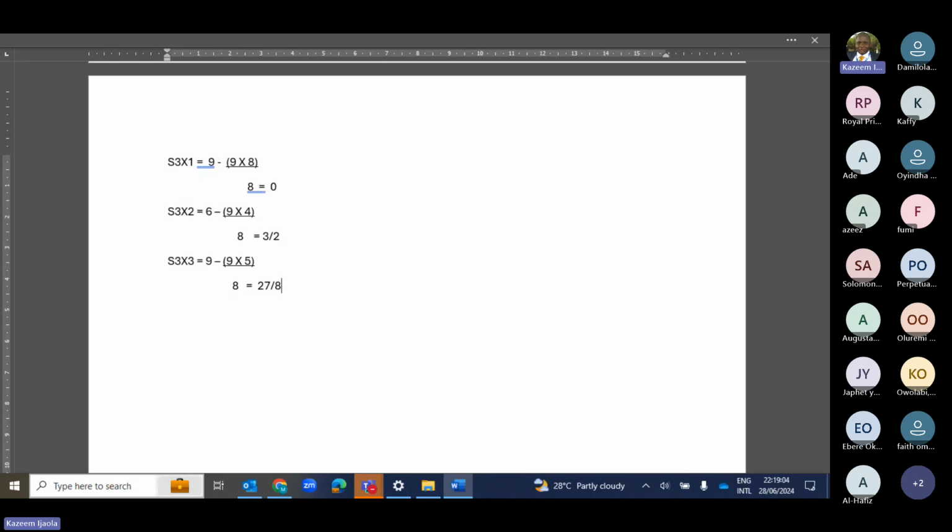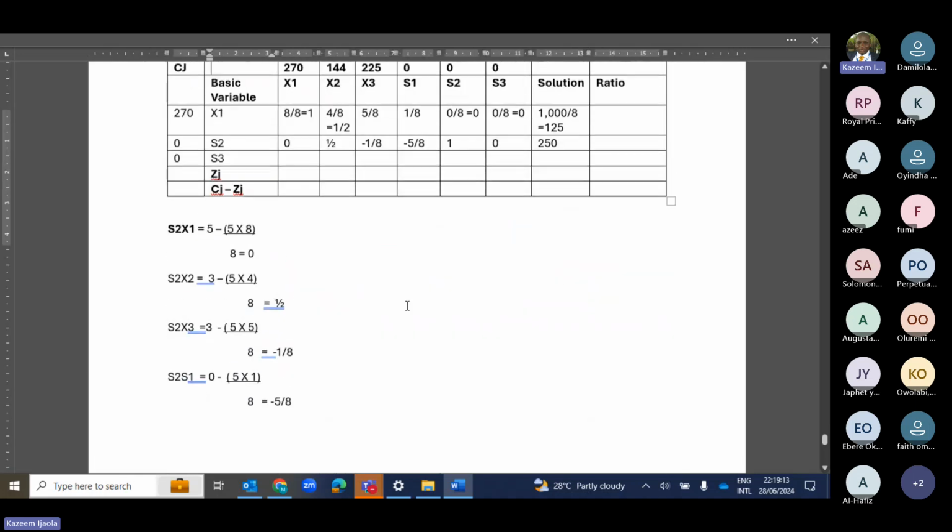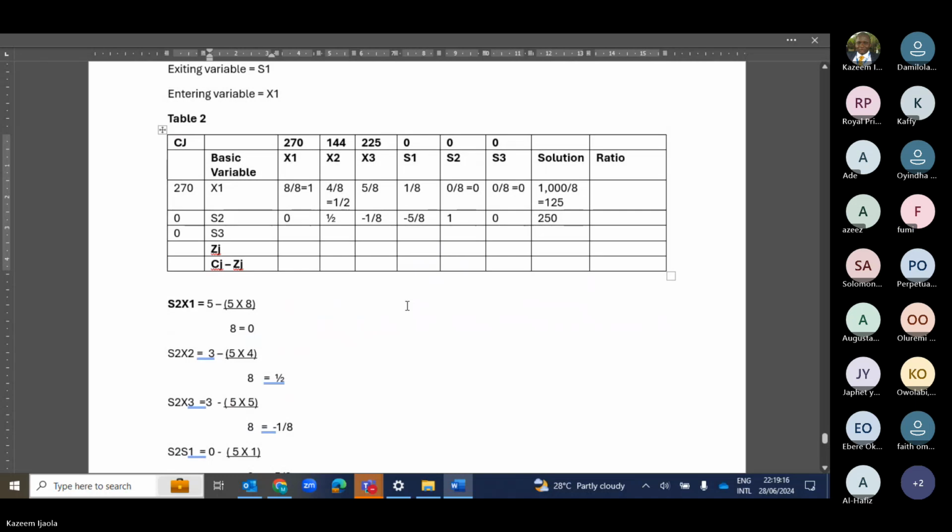So guys, complete it. Let me just fill up this table for you with all the figures. So just complete it working like that. So this one will be 0, 3 divided by 2, then 27 over 8, then minus 9 over 8. Yeah, that's the last one. Then this one will be 0, and this one will be 1, and this one will be 135.